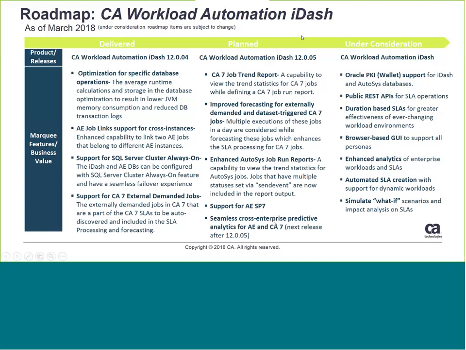Now, the one here, seamless cross-enterprise, so the ability to connect AutoSys and CA7, single view, dual engine, it will be in the next release following 12.0.5. Whether that's 12.1 or 12.0.6, I'm not sure, but it has moved to the next release after 12.0.5. Okay?